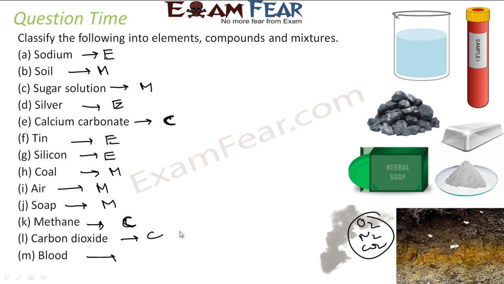Blood, if you see, is colloidal. We have told you this, blood is colloidal. If you take some drop of blood and mix it in water, you will see the Tyndall effect. Blood is a colloidal solution. So with this, we can classify these things into elements, compounds, and mixture.